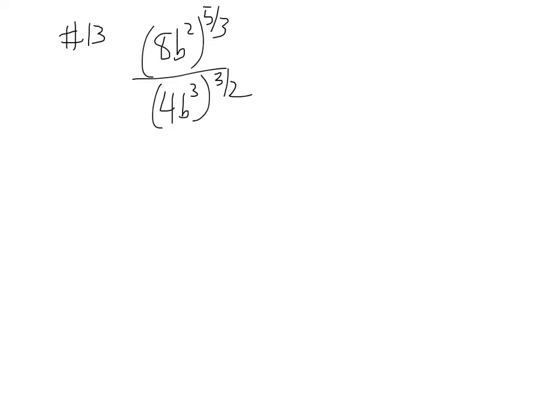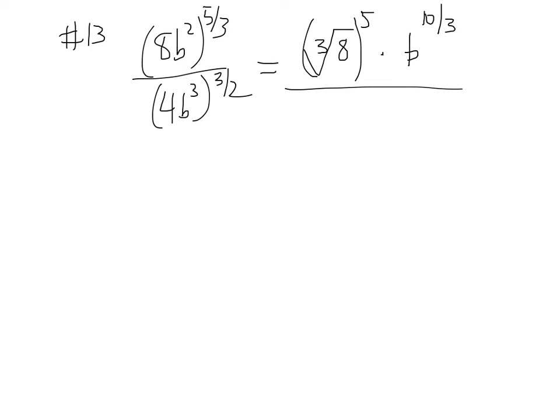Alright, this one. We're going to have 8 to the 5/3. 8 to the 5/3 means we do the cube root of 8, and then we do the 5th power. For the b's, we multiply the exponents. So that's going to be b to the 10/3. Then down on bottom, we're going to have the square root of 4 cubed. And then again, we multiply our powers. That's b to the 9/2.